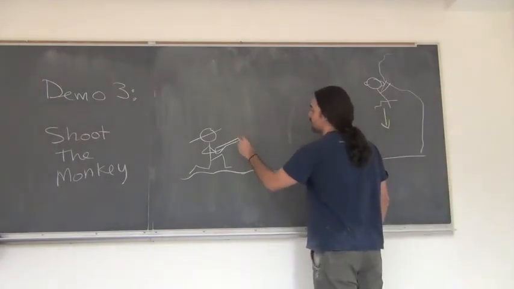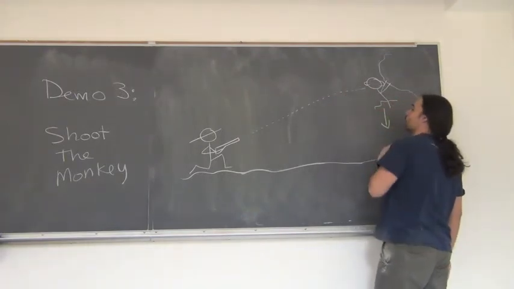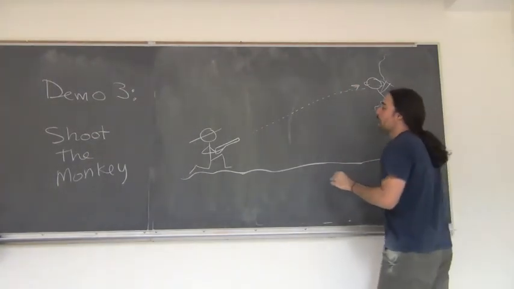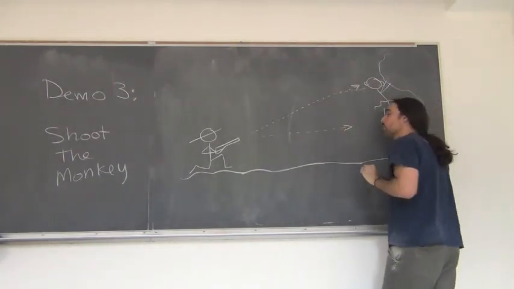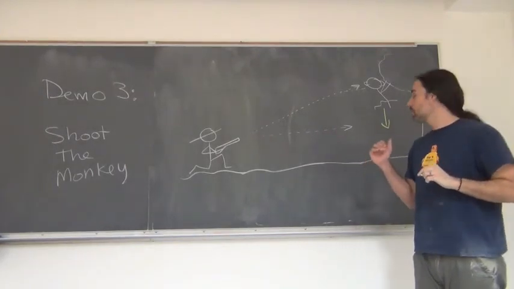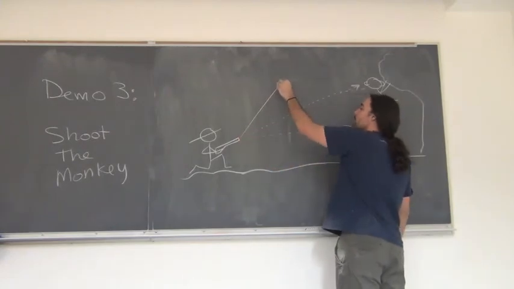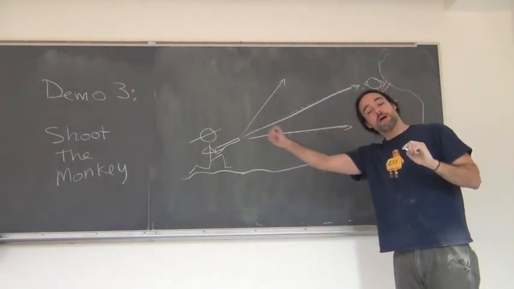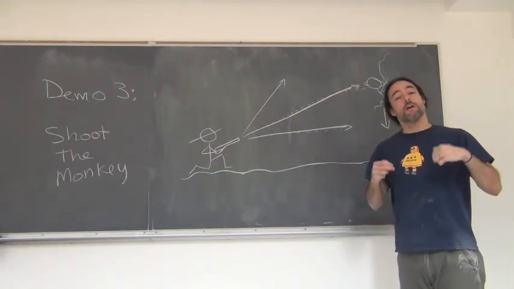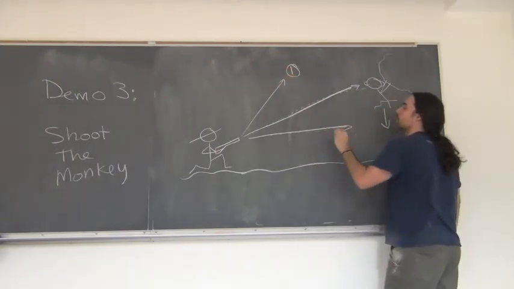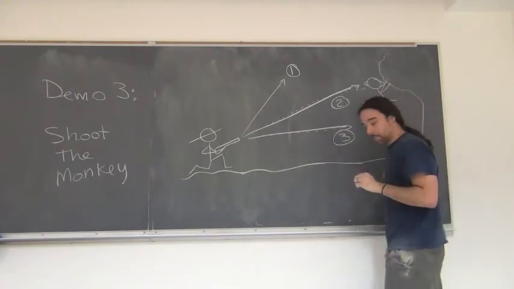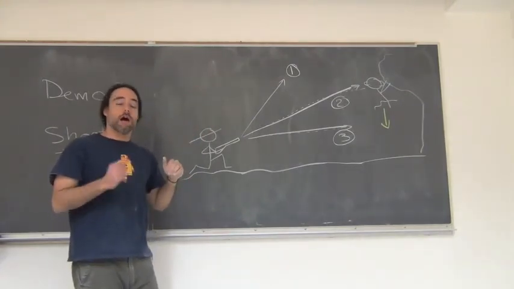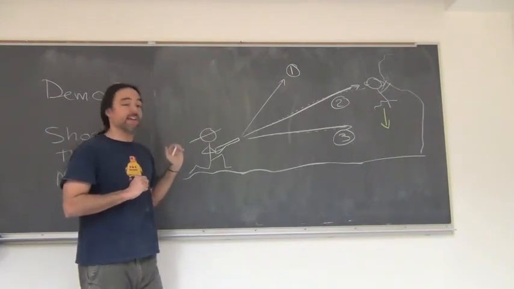Does he want to aim directly where the monkey is right now? Does he want to aim below where the monkey is right now, so he can hit him on the way down? Or should he aim above where the monkey is right now, because his bullet is going to be fired as a projectile, and the projectile is going to curve down? So we've got three options. Aim above the monkey, aim at the monkey, or aim below the monkey. If you want to hit the monkey with your tranquilizer dart, do you want to aim above, at, or below, assuming that the monkey is going to start falling the instant you pull the trigger?